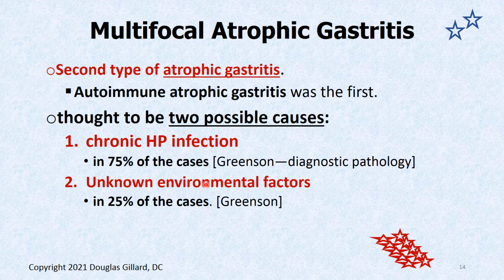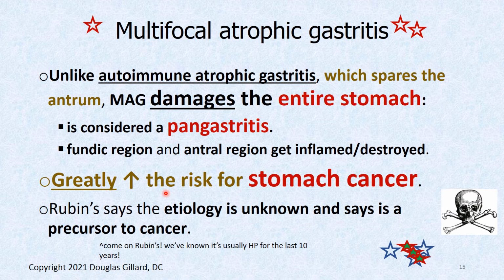According to Greenson, which is very evidence-based, in my opinion much better than Rubins and Robbins. Rubins and Robbins tries, in all fairness, to cover all pathology. This is just focused on gastrointestinal pathology. But 75% of the cases tend to be chronic HP infections. The other 25%, they can't figure out what is causing them. There's a chronic inflammation, but they don't know what the cause is. It's thought to be some environmental factor, but I won't go into all the theories on that.